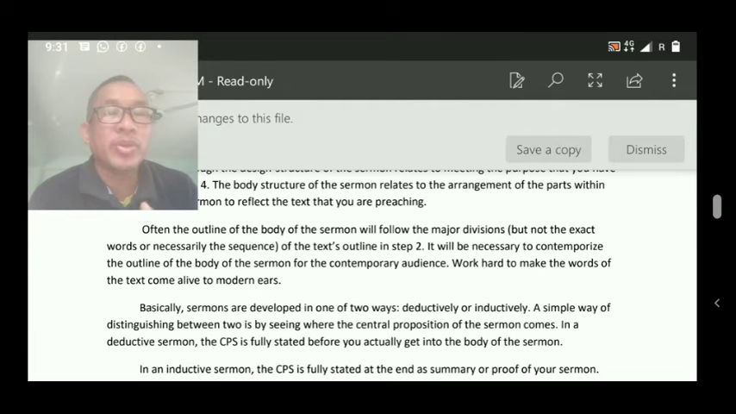So step number 2 and step number 5 help you to do this step number 6. In this way you have to structure your sermon.